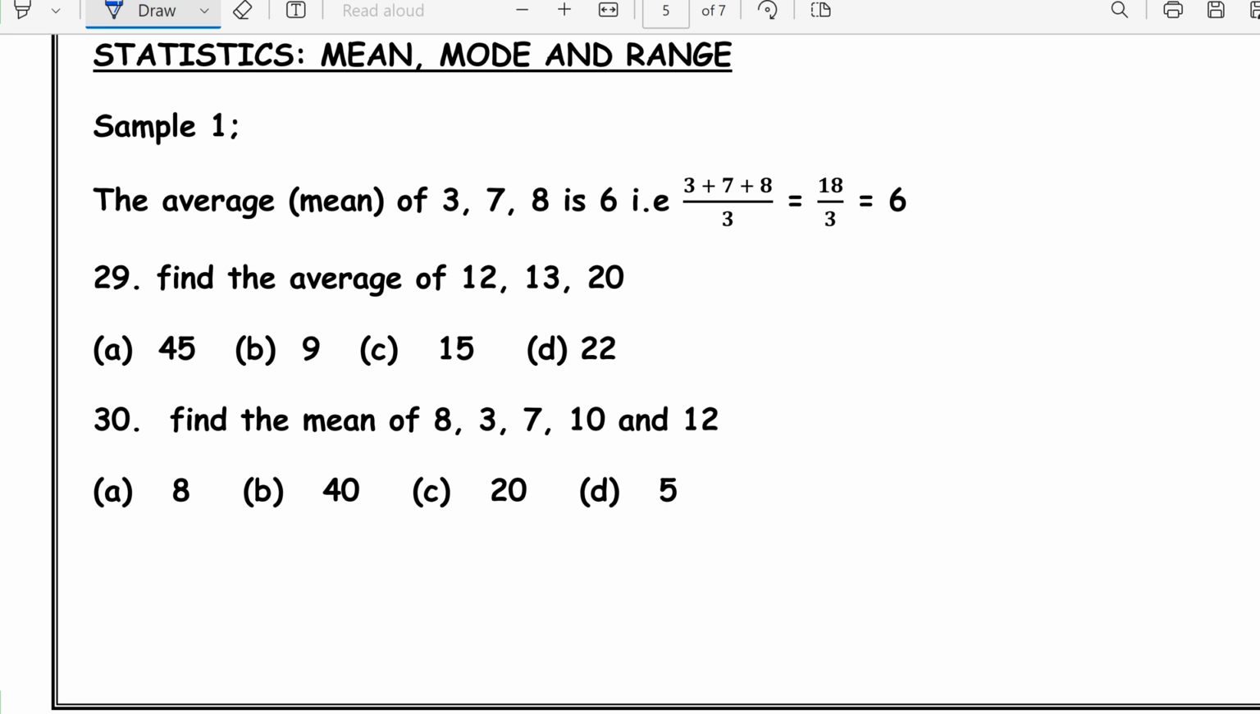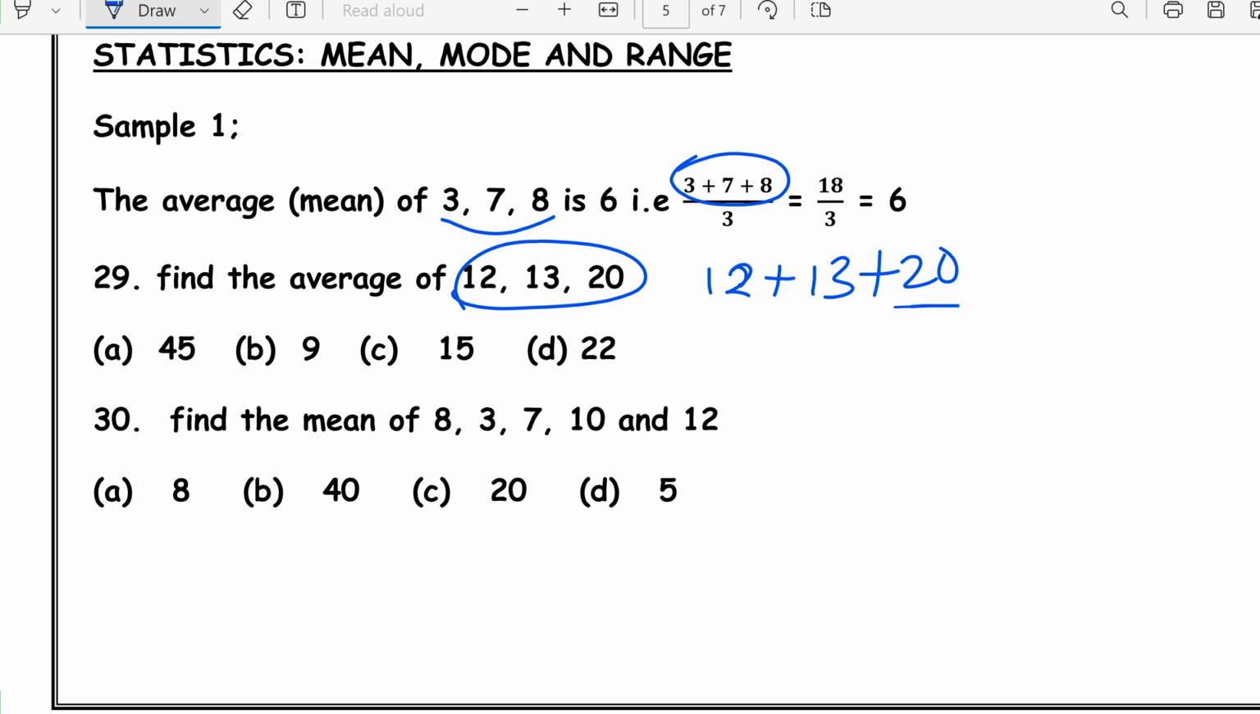For example, in this sample, you have just 3 numbers. That's why you sum them up together and divide by the number of values you have, which is 3. And if you do 18 divided by 3, that will give you 6. Same way for 29, you add them up, okay, the sum, divided by the number of values, divided by 3. I believe you can do that.